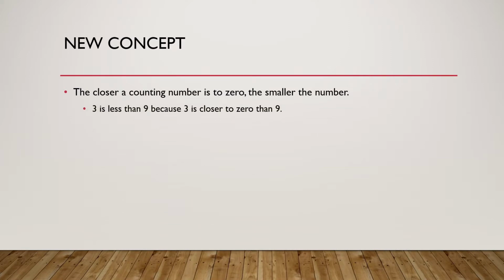Today's new concept, we're going to talk a little bit about numbers. So the closer a counting number is to 0, the smaller the number. That changes when we talk about negative numbers, but we're not there yet. So you'll have to just remember this for now, that the closer we get to 0, the smaller the number is. So for example, 3 is less than 9 because 3 is closer to 0 than 9 is.